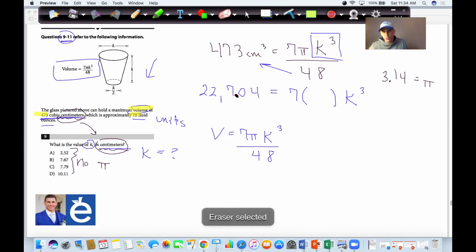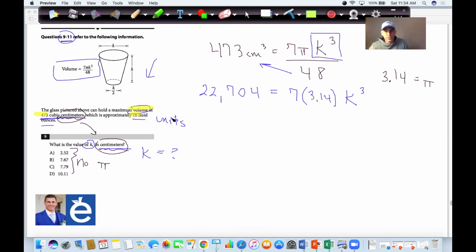Now, here I have 22,704 equals 7 times something k to the third. You notice I left the pi out on purpose. So I'm going to quickly recap. The reason why I did this is because I know that I'm going to have to do 3.14. Well, how do I know this? Because there's no pi inside of my answer choices. So I need to be prepared to simplify pi by doing 7 times 3.14.